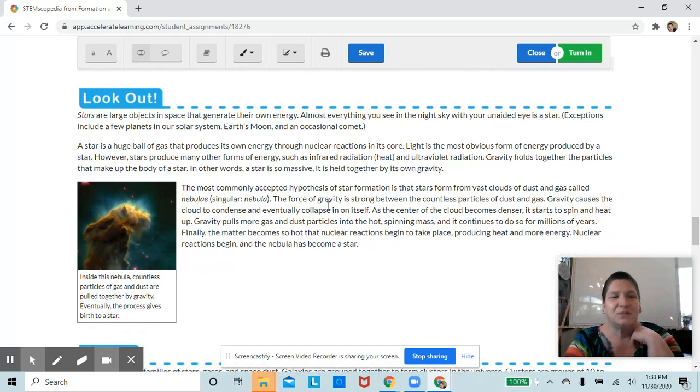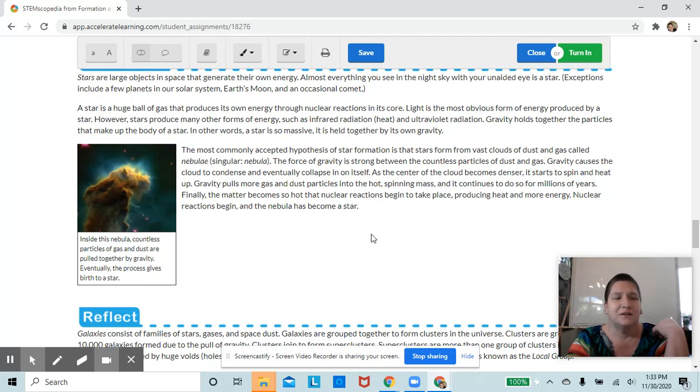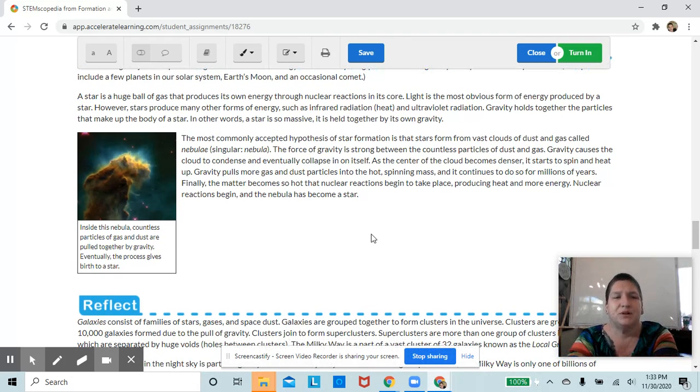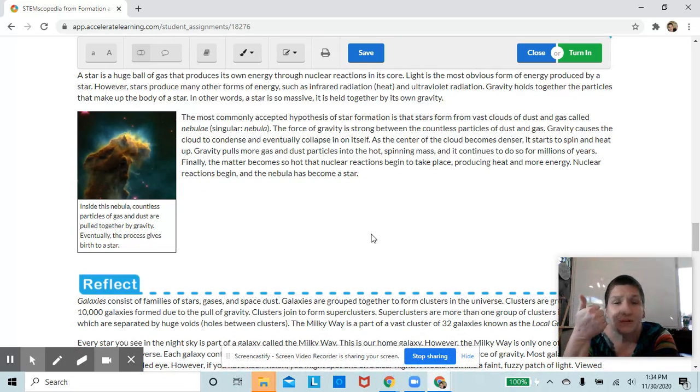Stars are large objects in space that generate their own energy. Almost everything you see in the night sky with your unaided eye is a star, except for an occasional planet, or a week or so ago you were able to see the International Space Station. But for the most part, most of the things you see at night are stars. A star is a huge ball of gas that produces its own energy through nuclear reactions in its core. Light is the most obvious form of energy produced by a star. However, stars produce many other forms of energy, such as infrared radiation, heat, and ultraviolet radiation. Gravity holds together the particles that make up the body of a star. In other words, a star is so massive that it's held together by its own gravity.